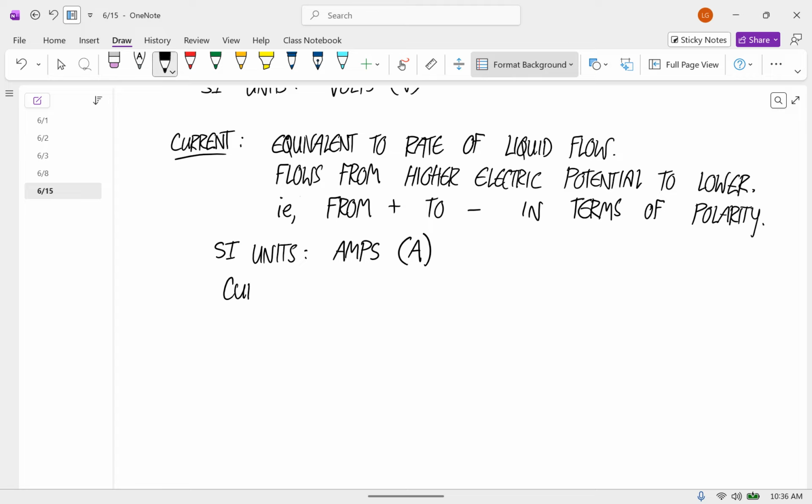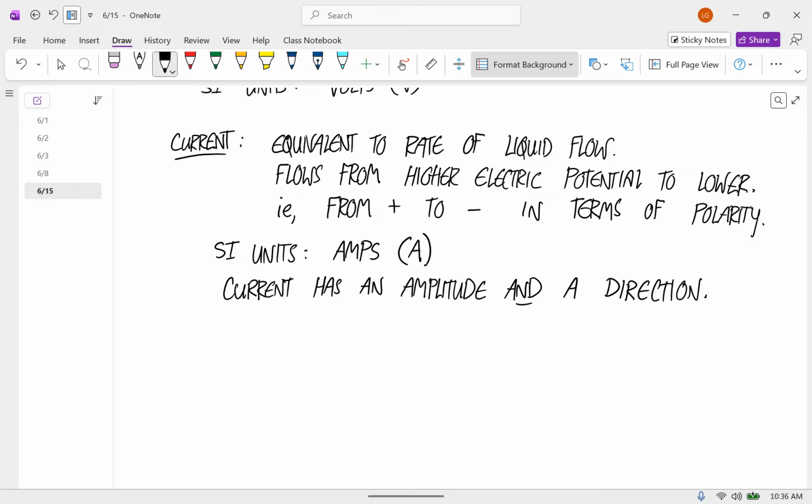And current has an amplitude, an amount, and a direction. And we're going to always want to keep track of the direction of that current.